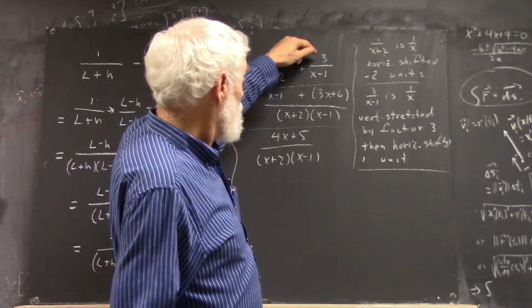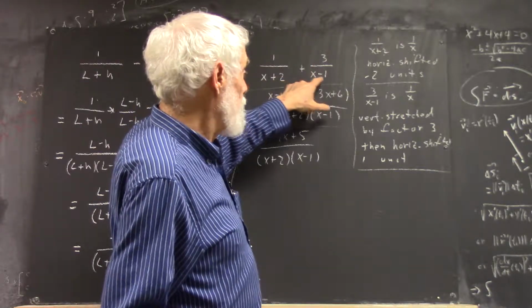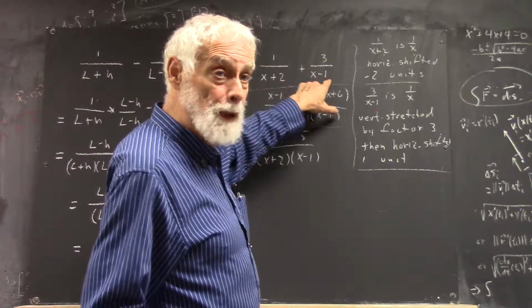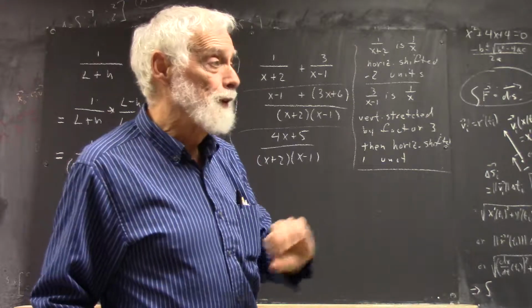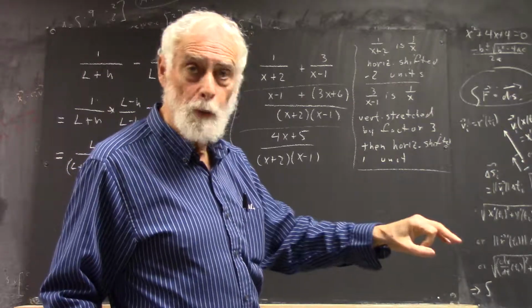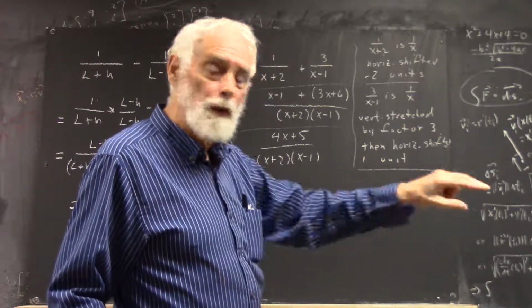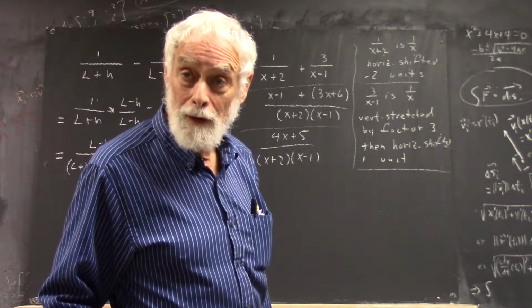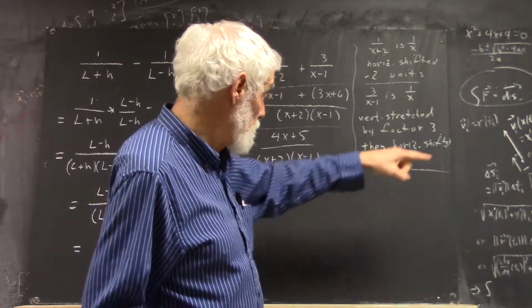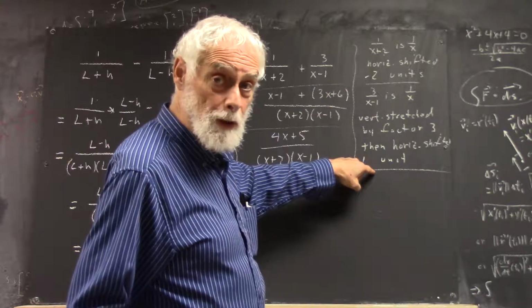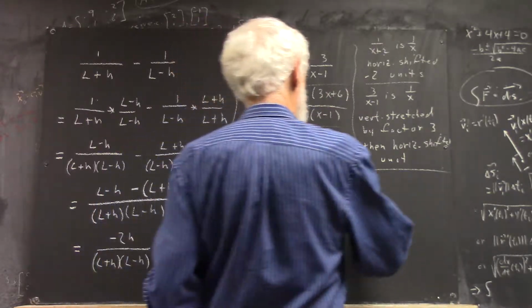Okay. And then you're going to horizontally shift it. You're going to replace the x by x minus 1, which means x has to be 1 unit bigger to give you the same y value, which shifts everything 1 unit in the horizontal direction, plus 1 unit to the right. So we summarize that here. So now we have these two functions.